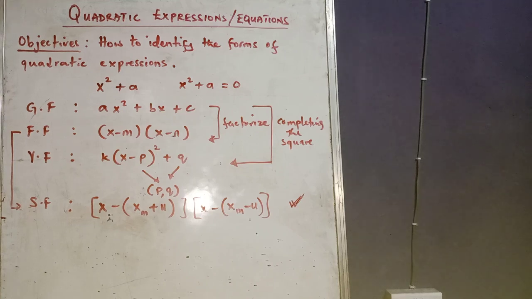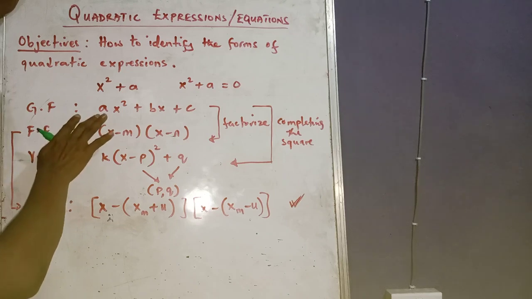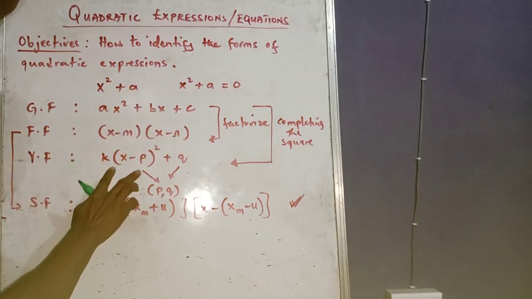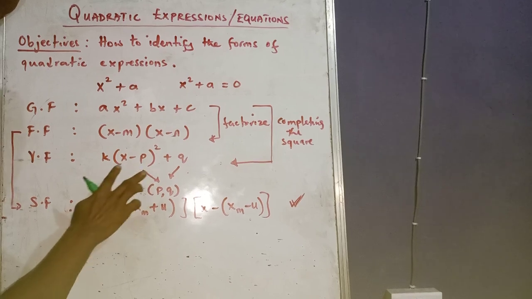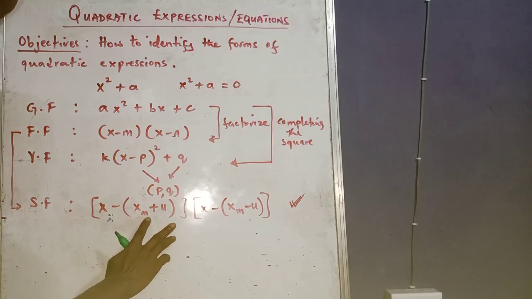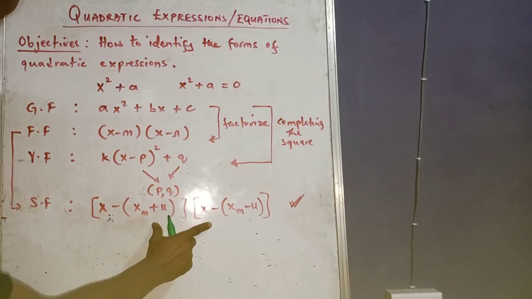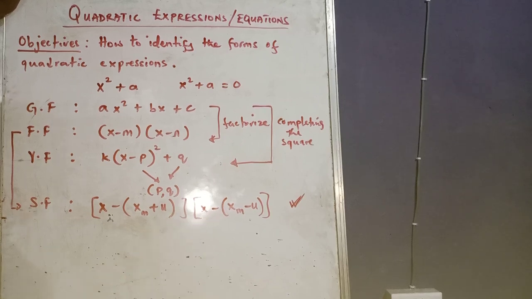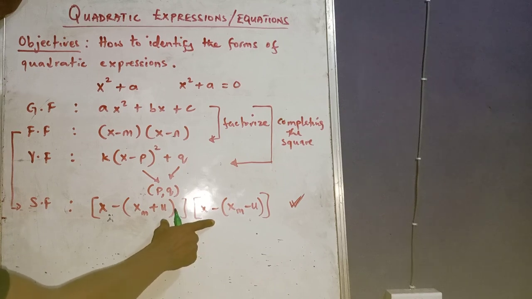So I would like us to look at the expressions again one by one. This is the general form. This is the factor form. This is the vertex form, and this is the symmetric form. Don't bother yourself so much about the symmetric form. By the time we apply it, you're going to see how simple it is. It might appear a bit tough in terms of its expression, but it's very, very easy to apply.